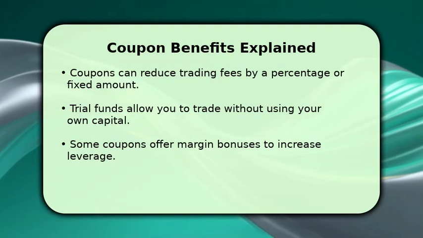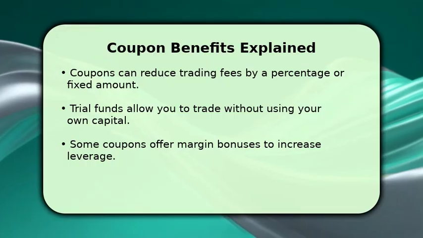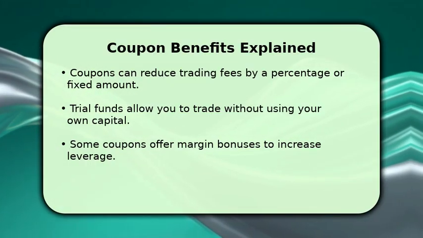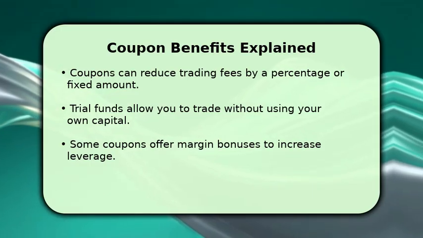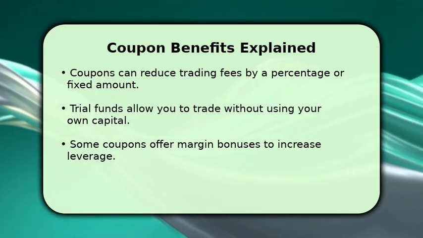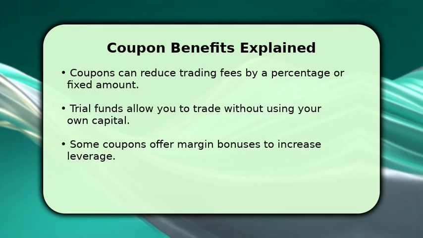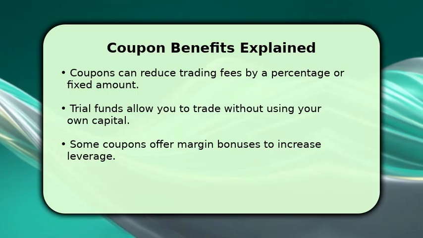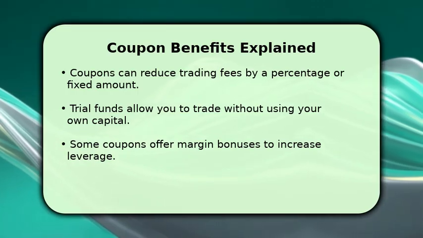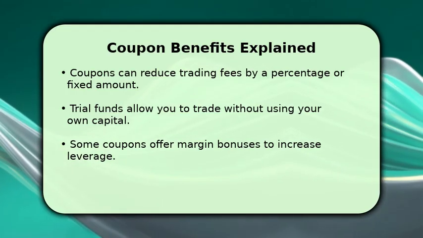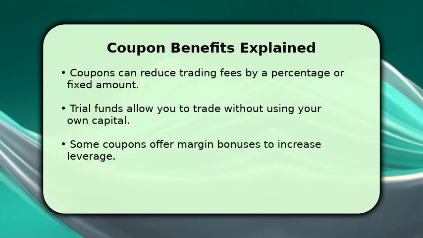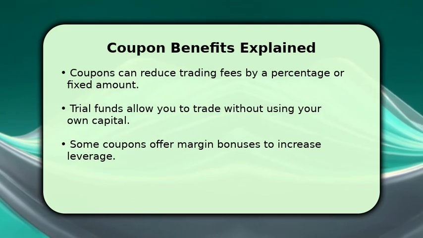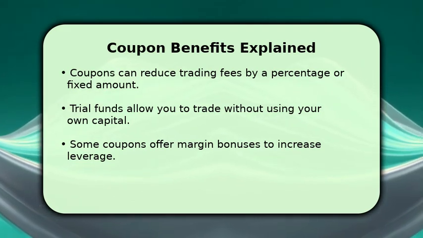KuCoin futures coupons offer diverse benefits. A common type is a trading fee deduction, which can be a percentage off your fees or a fixed dollar amount. Another popular coupon provides trial funds, allowing you to practice futures trading without risking your own capital. These funds often have specific profit withdrawal rules. Additionally, some coupons might offer margin bonuses, effectively increasing your available leverage for trades. Understanding these benefits helps you choose the best coupon for your strategy.